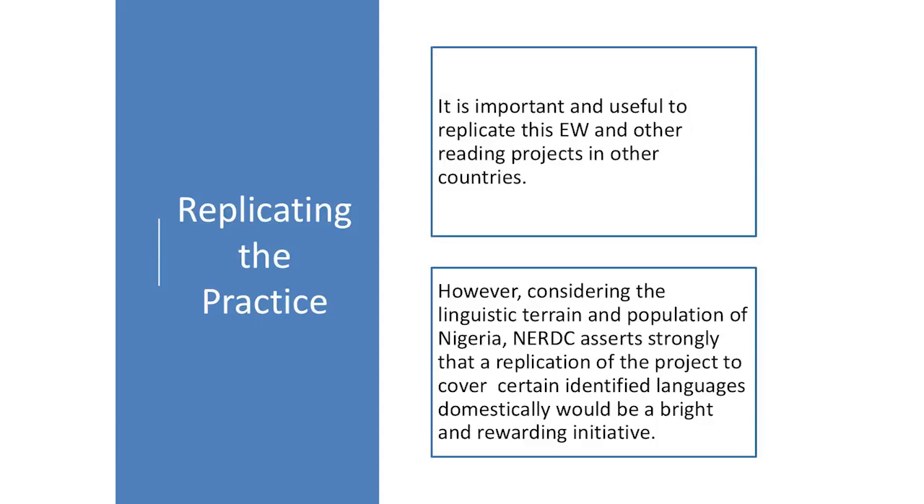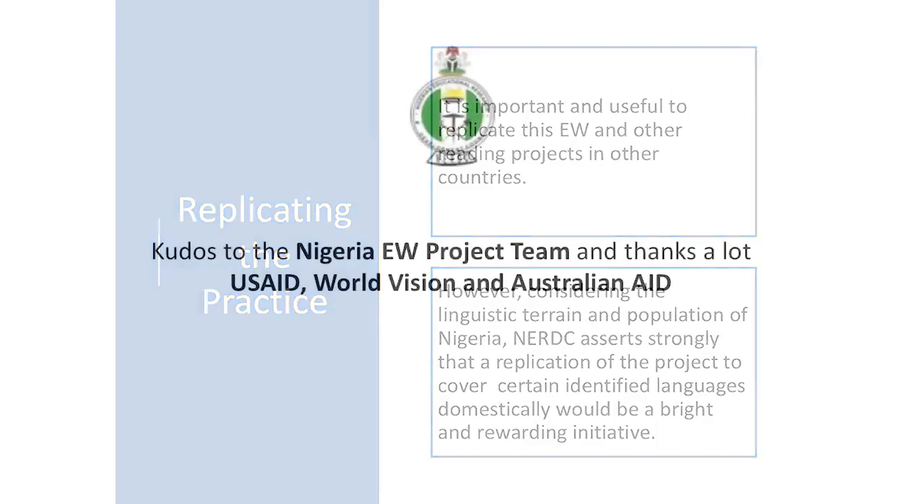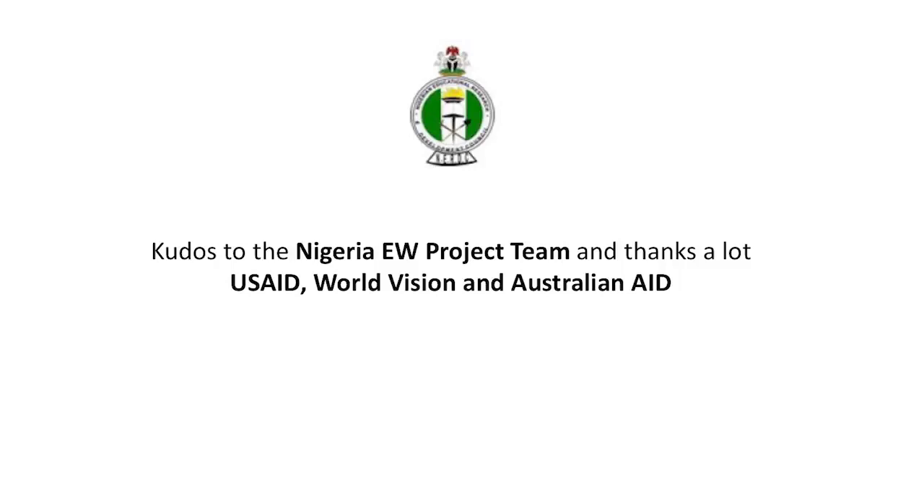And gradually, because the most important thing has already been done, it can be extended to other languages, especially bearing in mind that in Nigeria we have over 520 languages. We are not saying all the 520 must be covered, but gradually those closely related to Hausa can benefit, and then eventually the whole project can be properly utilized. Well, I think that is all for the contribution from the NERDC. Thank you very much, everybody.